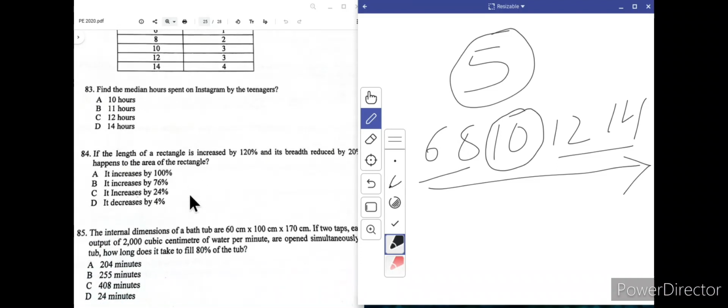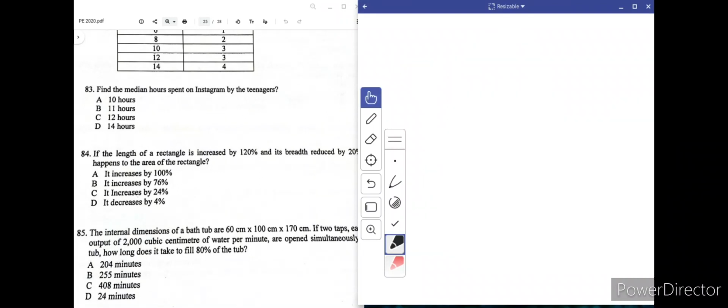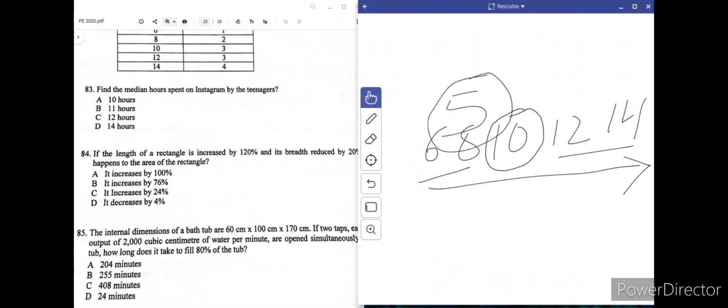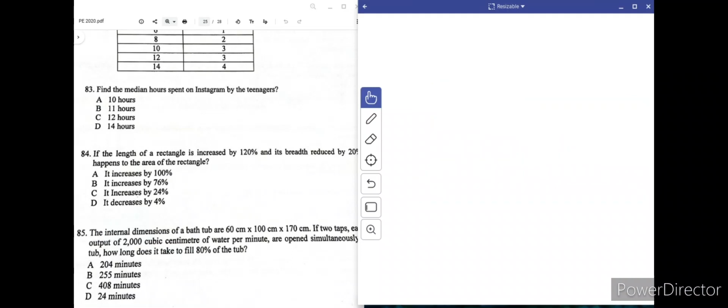Now let's go to question number 84. Question number 84 is asking about the change in percentage of the area of a rectangle when the length is increased by 120% and the breadth is reduced by 20%. For this, we can find the solution in two ways.